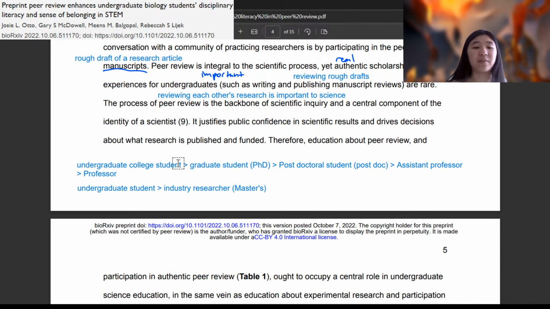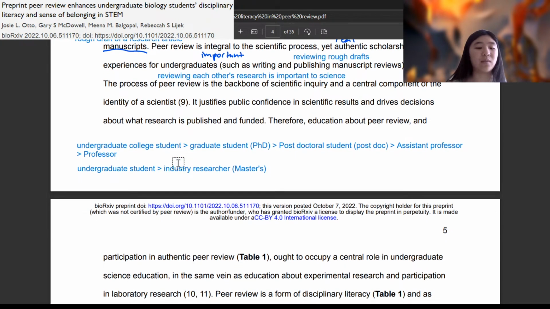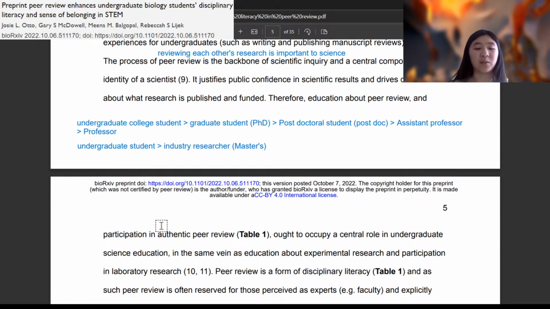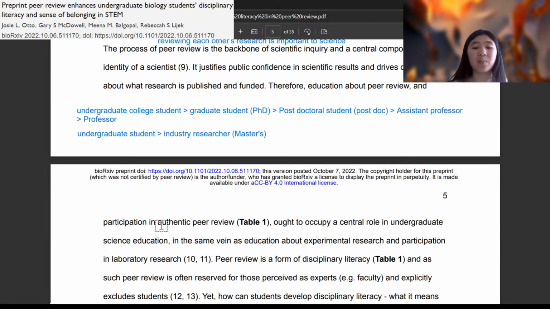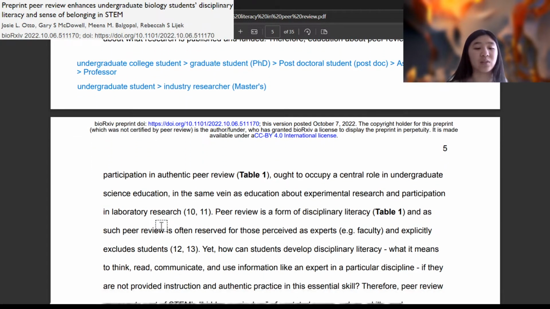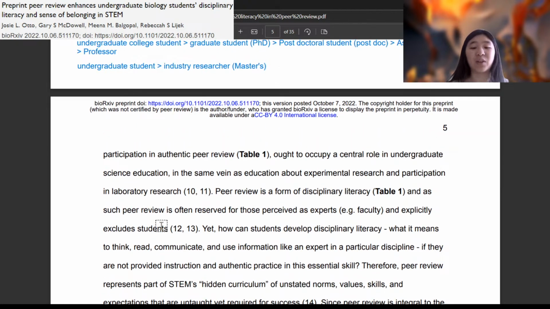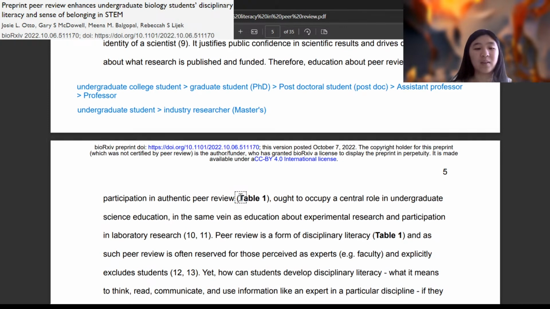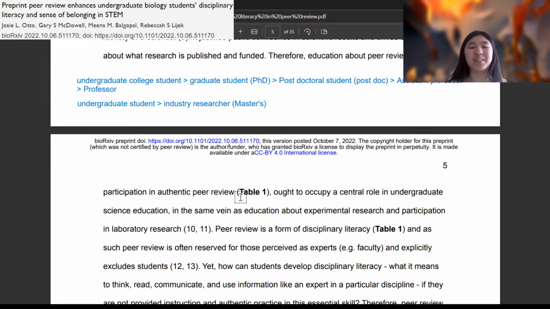So it justifies public confidence in scientific results and drives decisions about what research is published and funded. Therefore, education about peer review and participation in real, or authentic, peer review ought to occupy a central role in undergraduate science education, in the same vein as education about experimental research and participation in laboratory research. So, the fact that it's cut off between 2 pages makes it kind of hard to read.